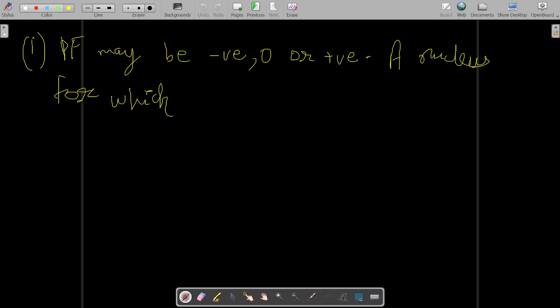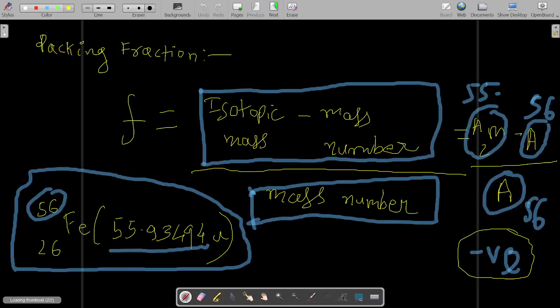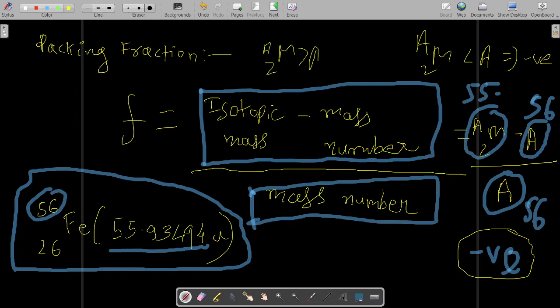So for a nucleus for which the isotopic mass is smaller than the atomic mass number, the packing fraction will be negative. This is very much common sense. You put it in the formula: if your isotopic mass is less than the mass number, then the packing fraction will be negative. If your isotopic mass is greater than the mass number, then your packing fraction will be positive. And if your isotopic mass is equal to your mass number, then the packing fraction will be zero. By the formula you can clearly see this.